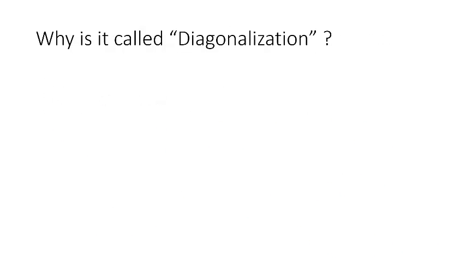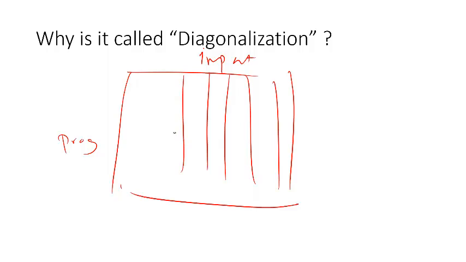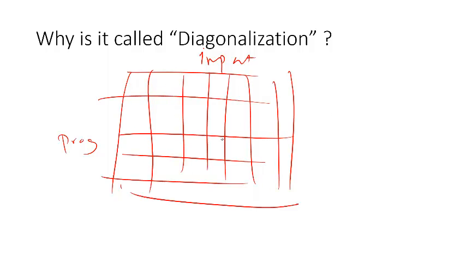The only thing I want to say about why this is called diagonalization is that if you draw a table, on the left side you have programs, on the right side you have inputs. So inputs define the columns, the rows define the programs, and here I would write what happens if you run this program over that input. Think of a huge table. The rows are all possible programs. It's an infinite table.